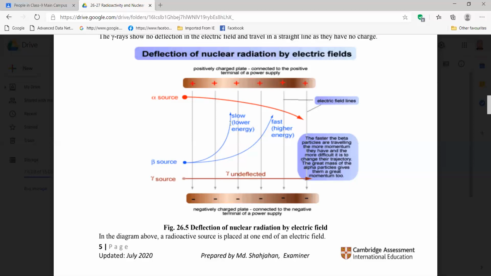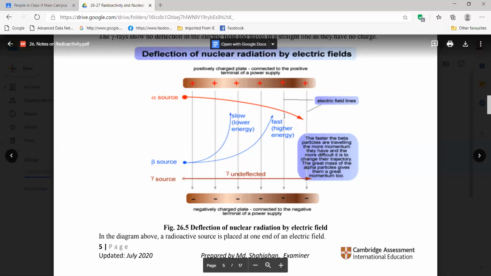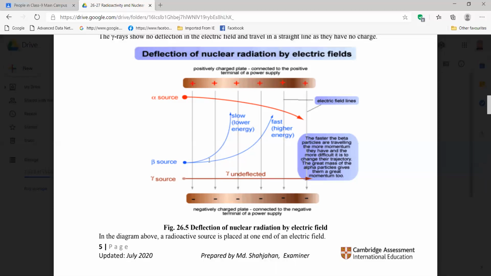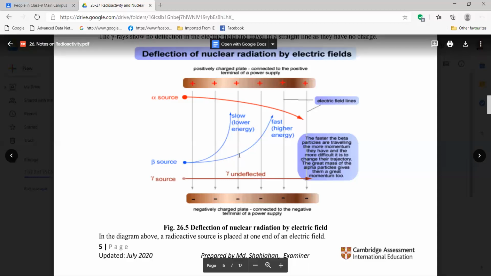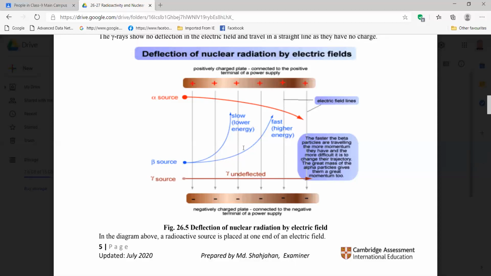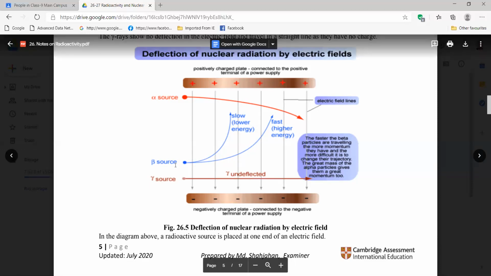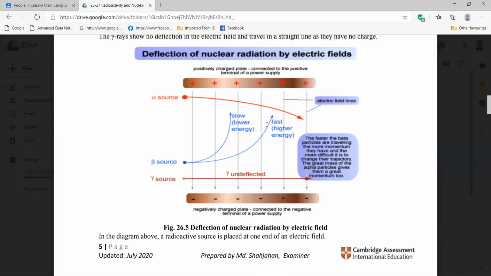Isn't it? And there might be some beta particles with more speed and some with less speed. Which one has less speed? We say slow beta particles have lower energy, and that one will bend more. The one with more speed, faster, higher energy, will bend less because of its speed or kinetic energy. It will go through this place faster, that's why it will bend a little bit less. Is it clear?